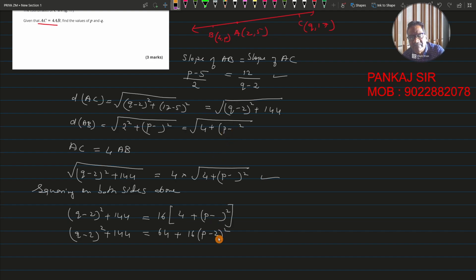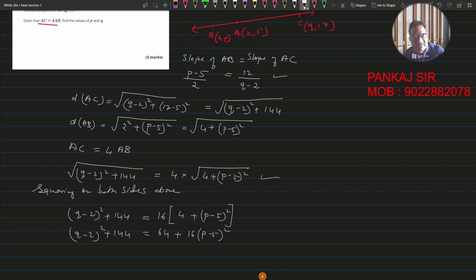Everywhere I will have to write 5. Okay, so this is (p minus 5) the whole square. This is p minus 5. This is again (p minus 5) the whole square, right? p minus 5, p minus 5.